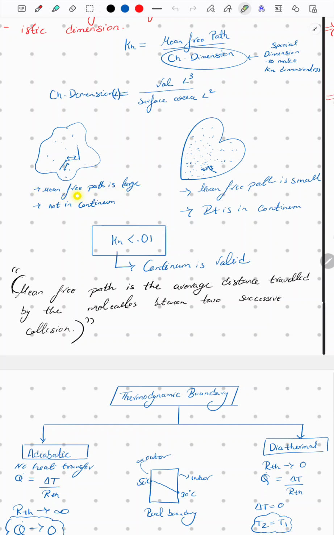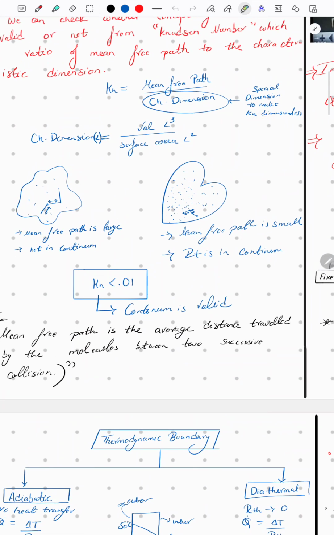If the mean free path is large, it is not in continuum. If the mean free path is small, it is in continuum. If the mean free path is large, then this ratio, this division, will come out bigger. And there is a certain limit on the number for it to be in the continuum.